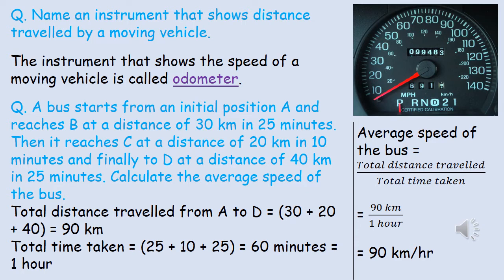Total distance traveled from A to D is equal to 30 plus 20 plus 40, that is 90 km. And total time taken is equal to 25 plus 10 plus 25, that is 60 minutes or 1 hour. So the average speed of the bus is equal to total distance traveled divided by total time taken, that is 90 km divided by 1 hour, which is equal to 90 km per hour.